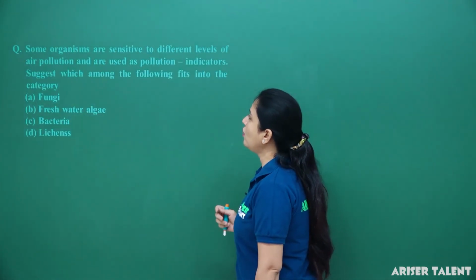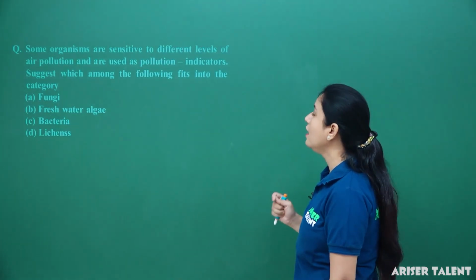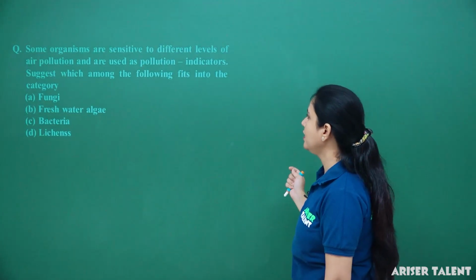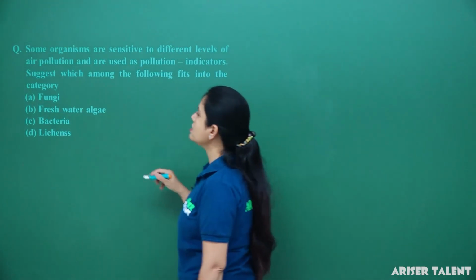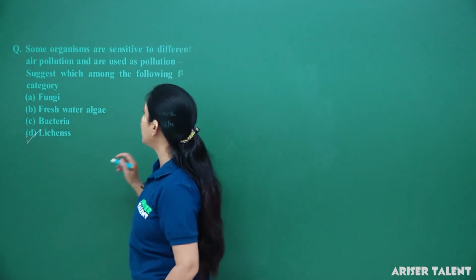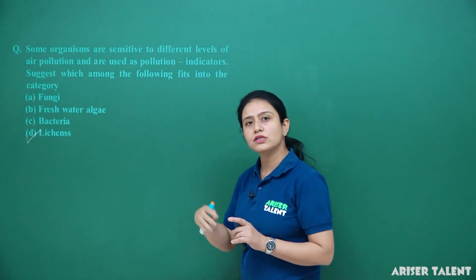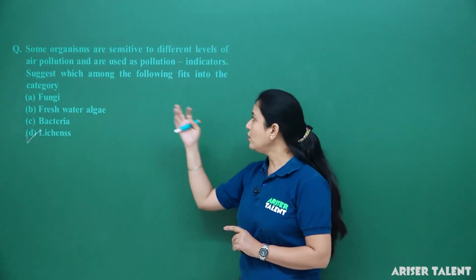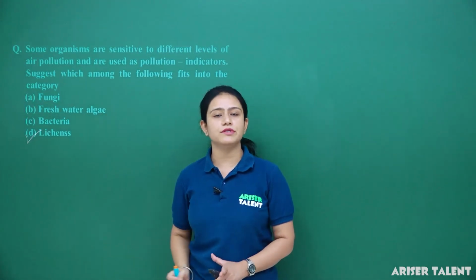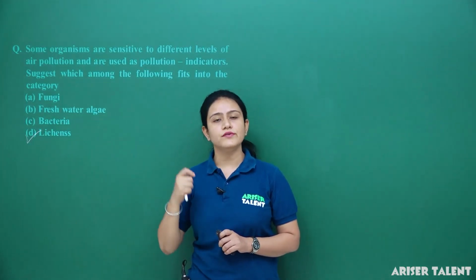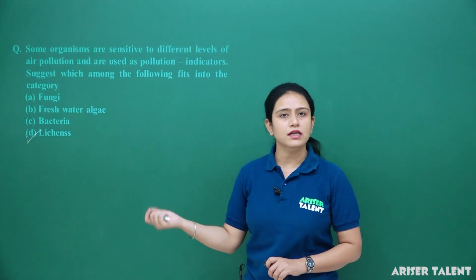Next, some organisms are sensitive to different levels of air pollution and are used as pollution indicators. Suggest which among the following fits into the category, that is lichen. I have told you that they are very sensitive to air pollution, so this is the reason they are known as pollution indicators. What are they? They are lichens. So here we have discussed very important questions of NTSE stage 2 level from the chapter diversity in living organisms.